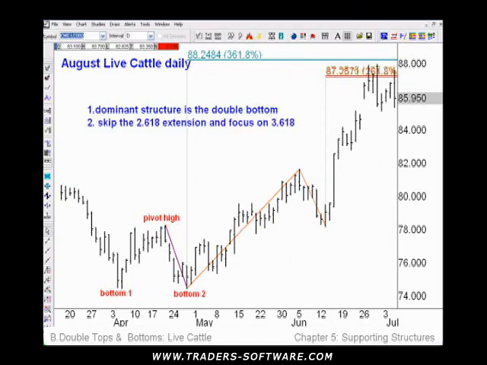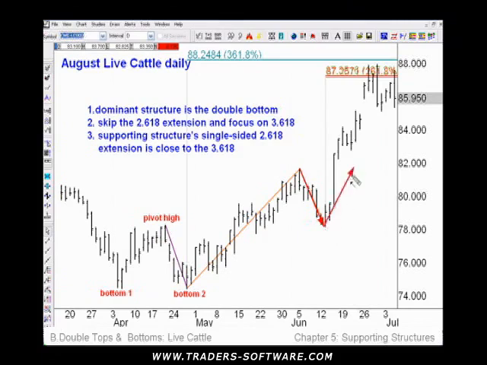Next, we're going to skip the 2.618 extension off of the double bottom and focus on the 3.618 due to this huge limit up bar. Number three, the supporting structure's single-sided 2.618 extension is close to the 3.618 extension of the double bottom. And that's this one right here. Here's that range that we were talking about, and it extends up 2.618 right there into the same neighborhood. And the measured move extends 1.27 into the same area, and that's this one right here.